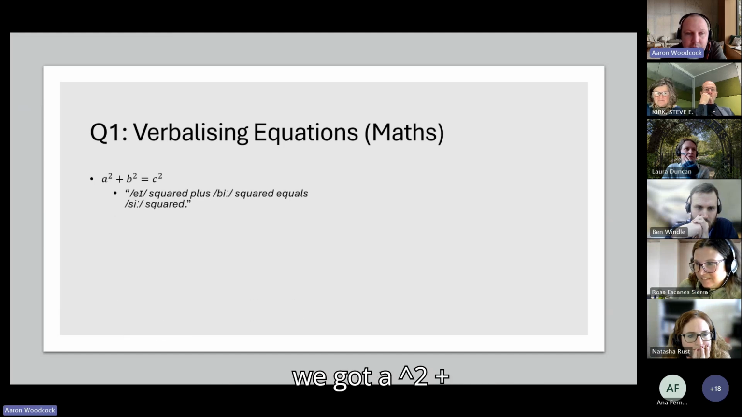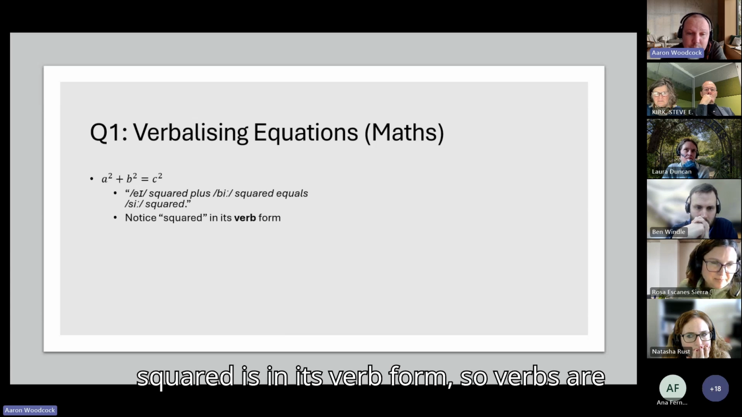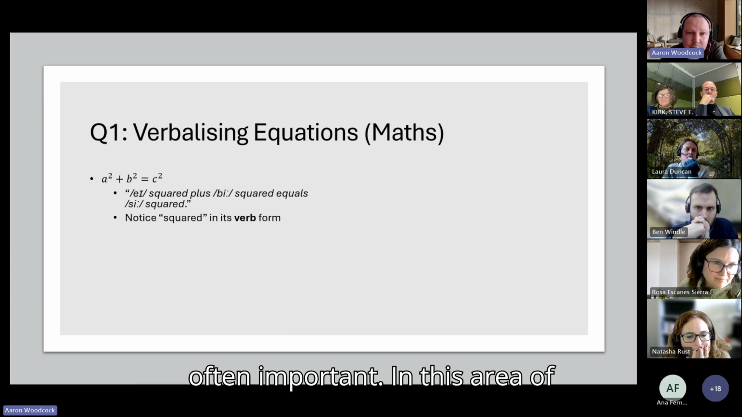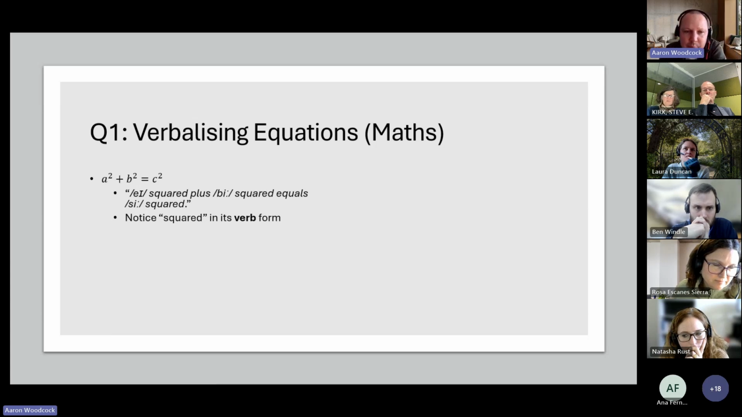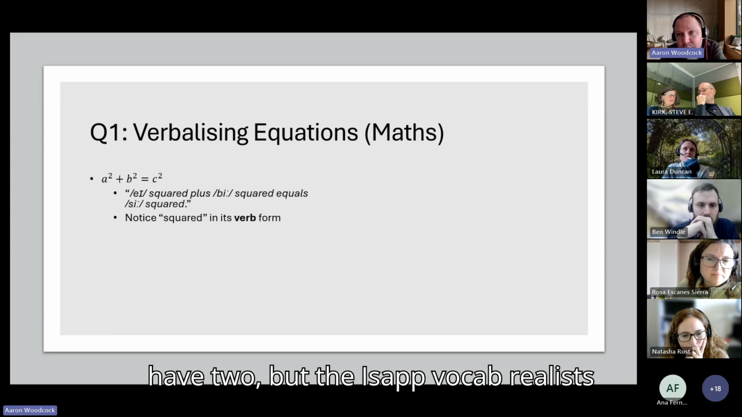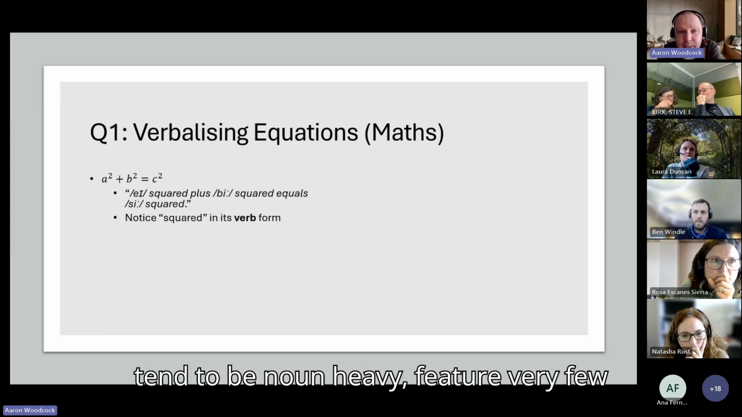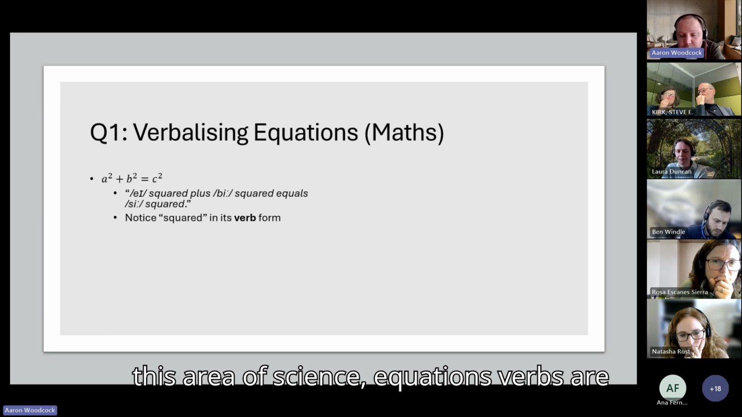So we got a squared plus b squared equals c squared. And a few things to notice. Notice that squared is in its verb form. So verbs are often important in this area of English. And we note that because it's often taught by ESAP, and I've noticed, and I'm sure you have too, that the ESAP vocabulary lists tend to be noun heavy, feature very few verbs. But when it comes to this area of science, equations, verbs are quite useful.